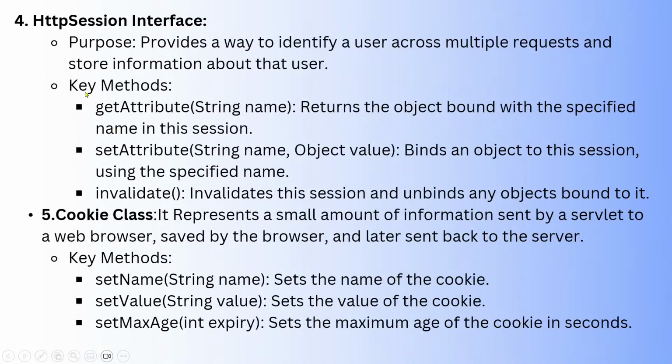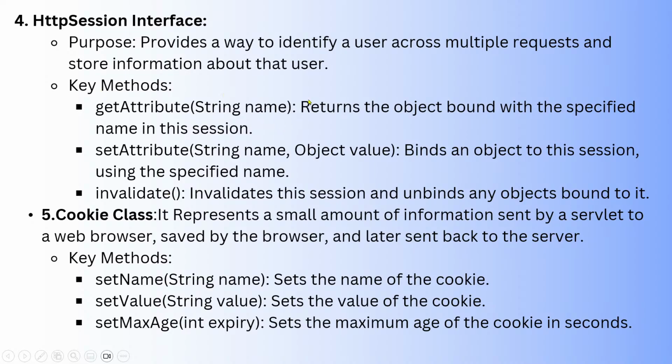Now the next interface is the HttpSession interface. What is the purpose of this interface? It provides a way to identify a user across multiple requests and store information about that user. If we want to identify a particular user, in such cases the HttpSession interface is used. The methods within this are getAttribute, setAttribute, and invalidate.